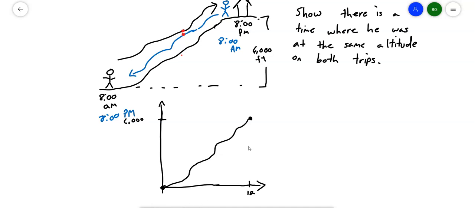And then let's draw his return path. And let's think about what we're trying to prove here. We're going to draw his return path. We know he starts here. We know at the end he's here.